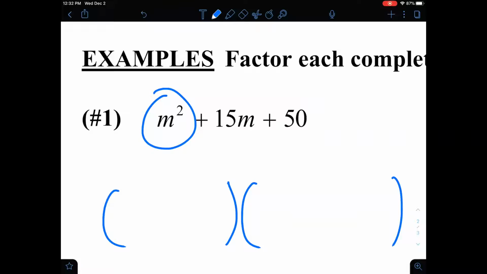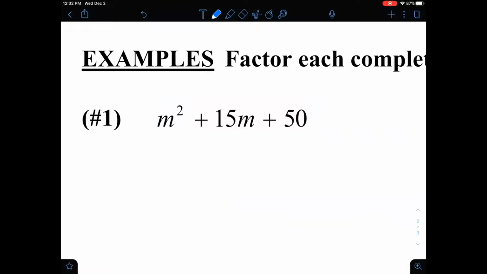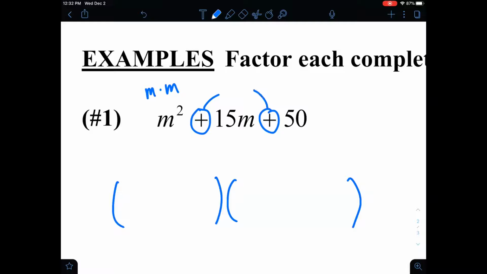So we need factors of m squared. So what are the factors of m squared? Well, the only way to get m squared is going to be m times m, right? That's an easy one. Okay. Now we need to check the signs. So what is the only way we could get two positives if we multiply? What multiplies to 50 that's going to give us two positives? Well, it has to be a positive times a positive, right?